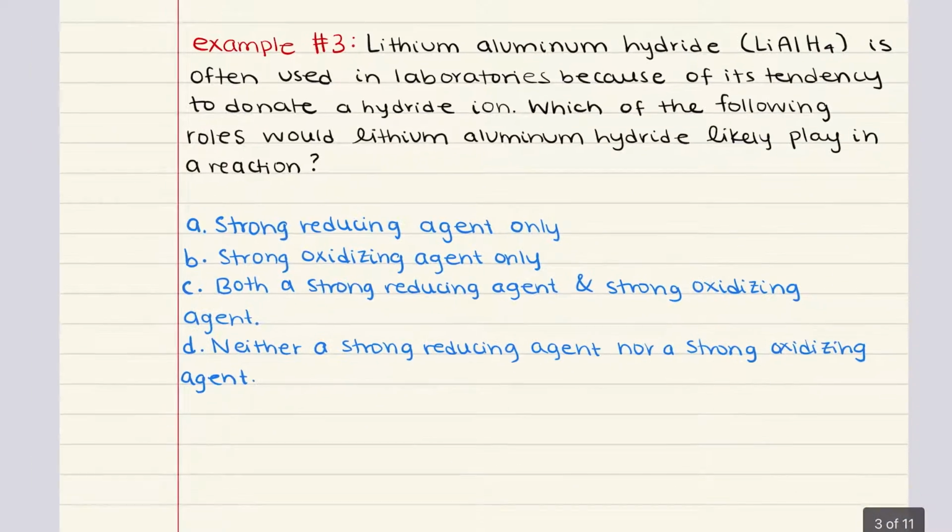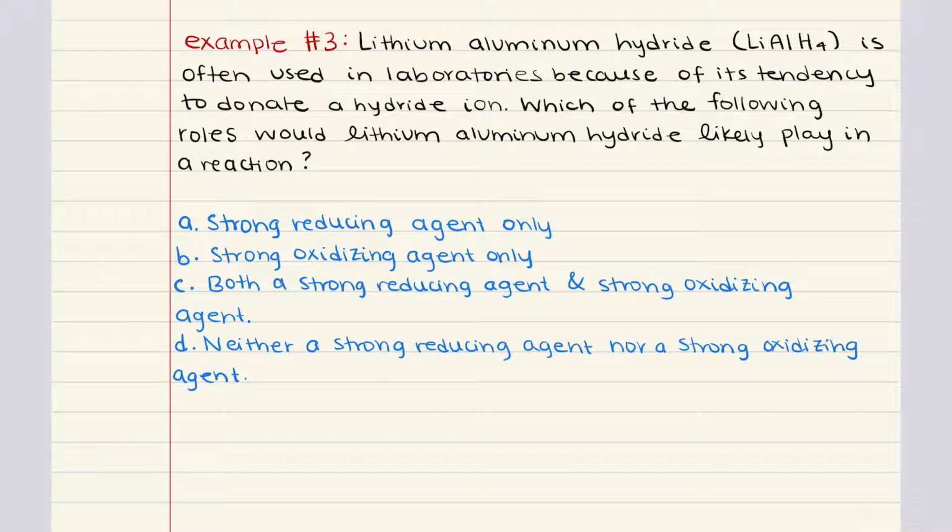Awesome. Let's tackle problem 3. Problem 3 says lithium aluminum hydride is often used in laboratories because of its tendency to donate a hydride ion. Which of the following roles would lithium aluminum hydride likely play in a reaction? A says strong reducing agent only. B says strong oxidizing agent only. C says both a strong reducing agent and a strong oxidizing agent.